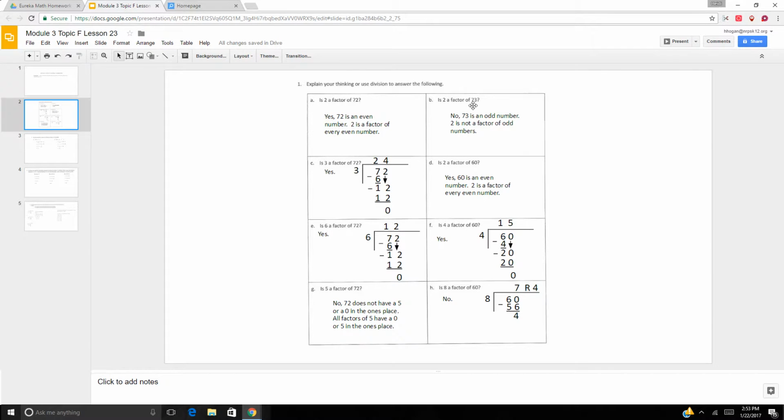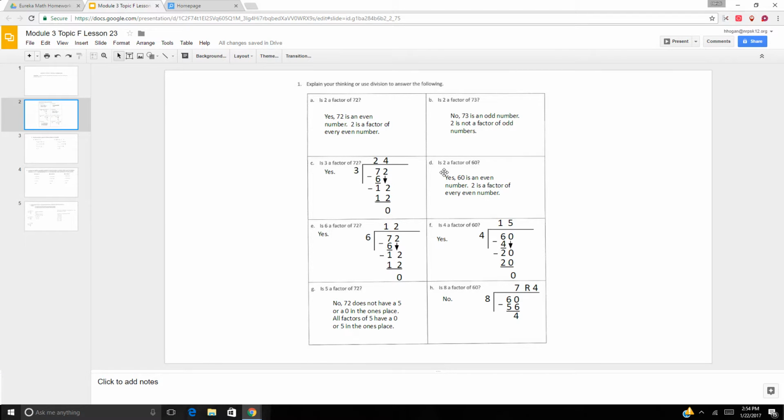Is 2 a factor of 73? Well, no, because 73 is an odd number, and 2 is not a factor of odd numbers, only even numbers. Is 3 a factor of 72? Well, I know that 3 times 20 is 60, and 60 plus 12 is 72. So 60 is divisible by 3, and 12 is divisible by 3. So I could figure out that it is, but you can do the long division problem, right?